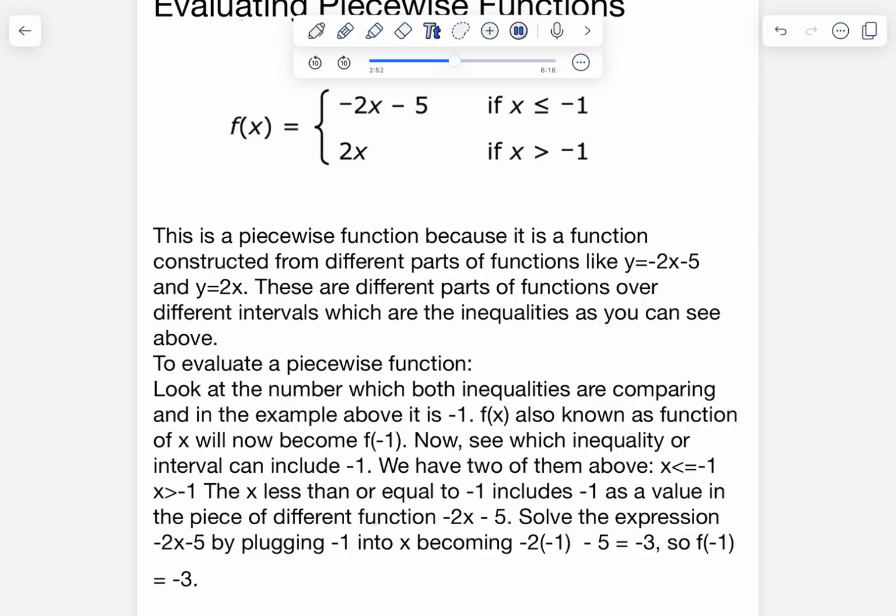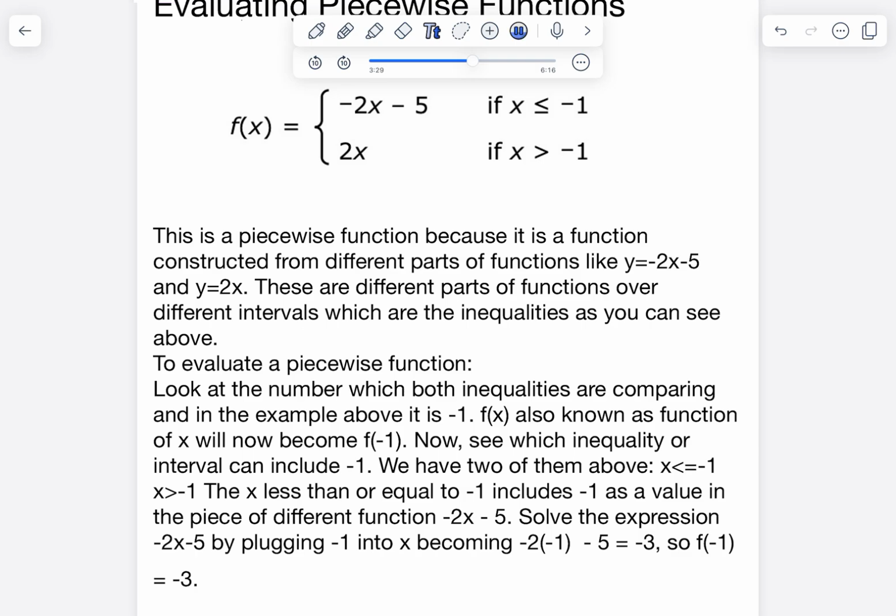to see which different part of function we're going to solve, right? Based on the inequality, right? That's why we're using f of negative 1. Now, see which inequality, also known as the interval, can include negative 1, right? Now we have to see which inequality can include negative 1.